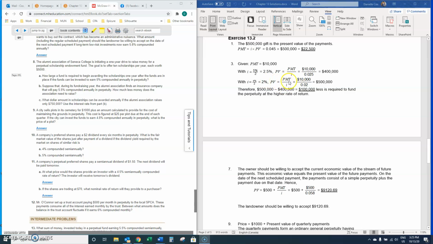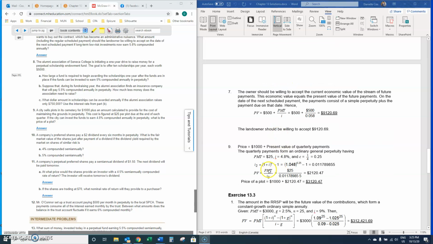So it's the same as the questions from before, where present value is payment over I, except here it's payment over I2 because it's an ordinary general perpetuity. So the payment of $25 over I2, which we calculated just a second ago, that would be the present value of those $25 payments in perpetuity. So the price of the plot is $1,000 plus this value of the payments. So $1,000 plus 21,2047 for 31,2047.